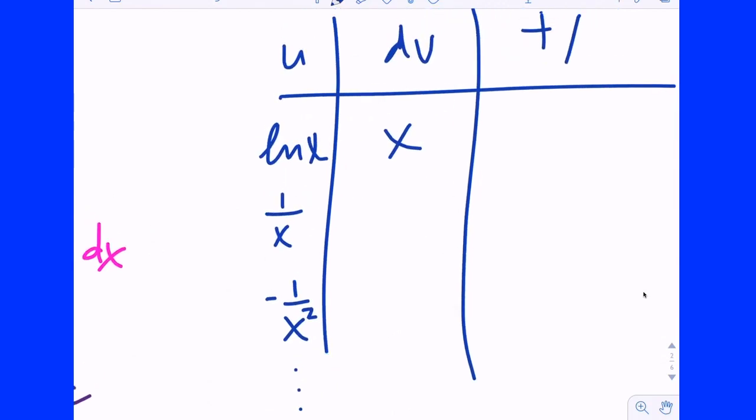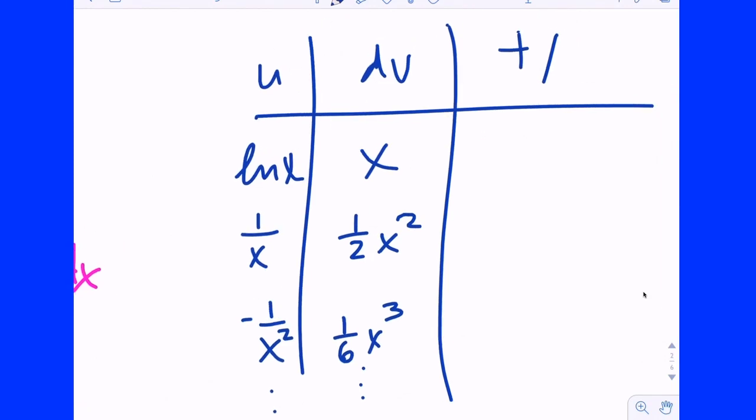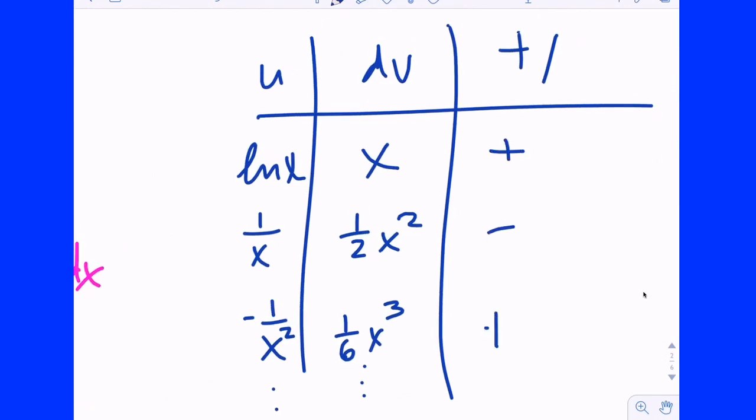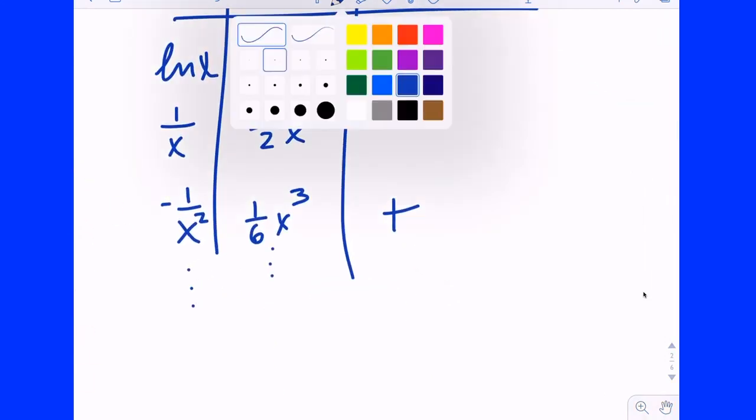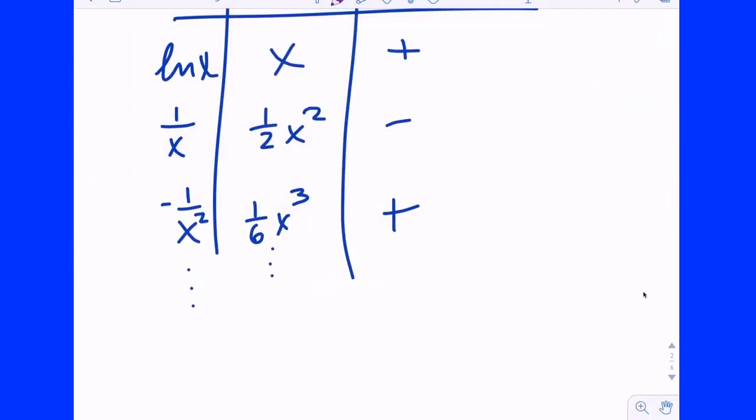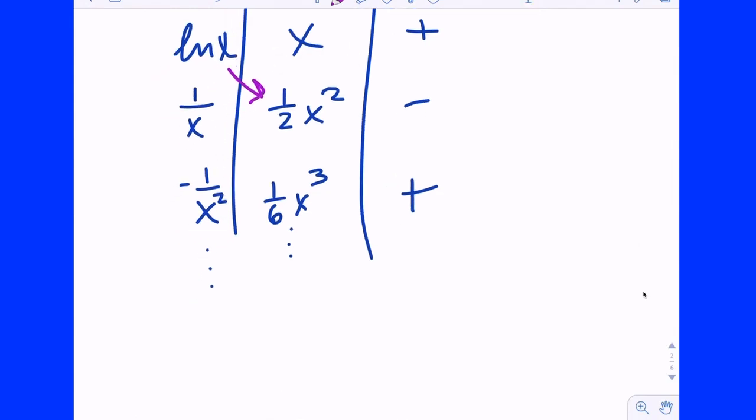What's the antiderivative of x? 1/2 x squared. The next would be 1/6 x cubed. Again, I'm not going to stop, so it's going to keep going. This will be plus, this will be minus, this will be plus. So here the tabular method's not as nice because you don't expire the left column to 0, but you'll see that method still does work. You're going to take the first diagonal, 1/2 x squared, natural log of x. Then you go across and you get minus.